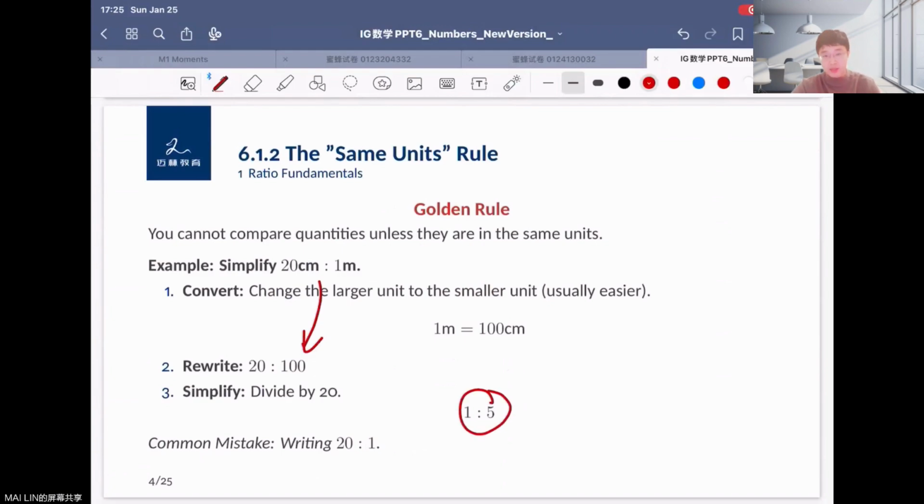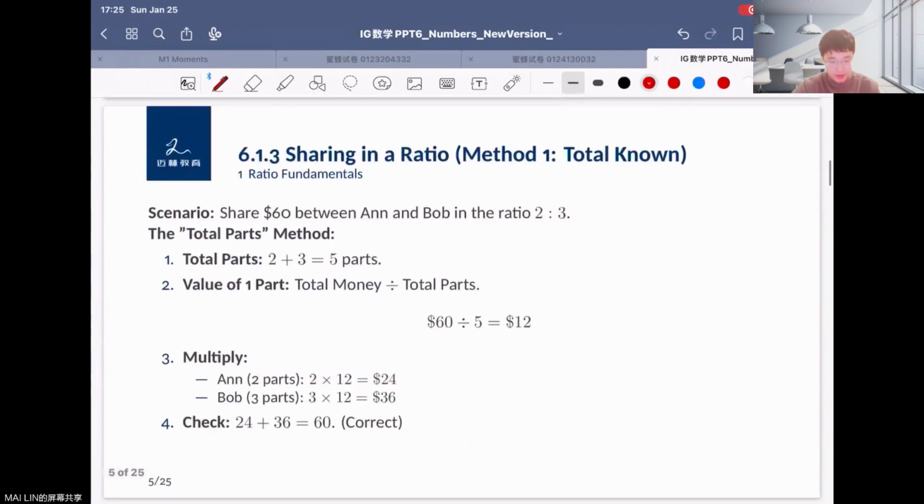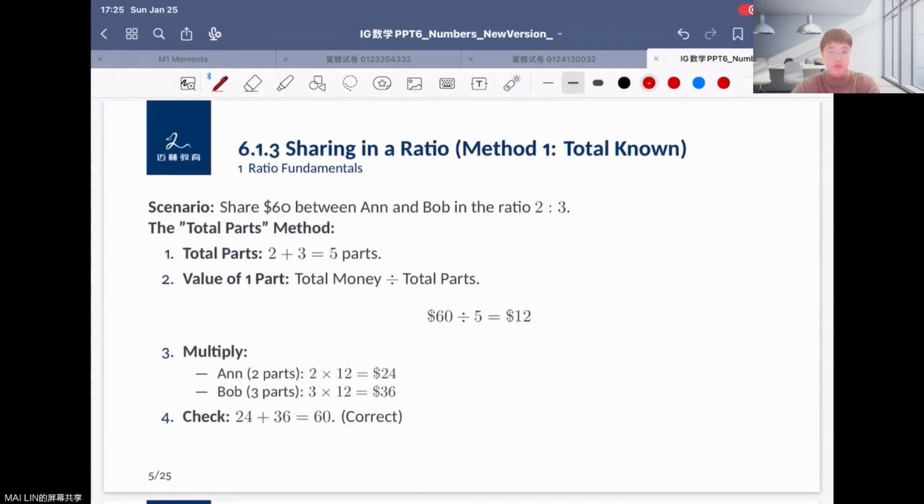Okay, and if you want to share in a ratio, you can set here 2 versus 3, for Anne and Bob. You can say maybe here is 2 plus 3, which we can consider as 5 parts. The total number of parts is 5. Then for $60, you can calculate the value of one part: the total amount over the total parts equals $12. That means for one part, you have $12.